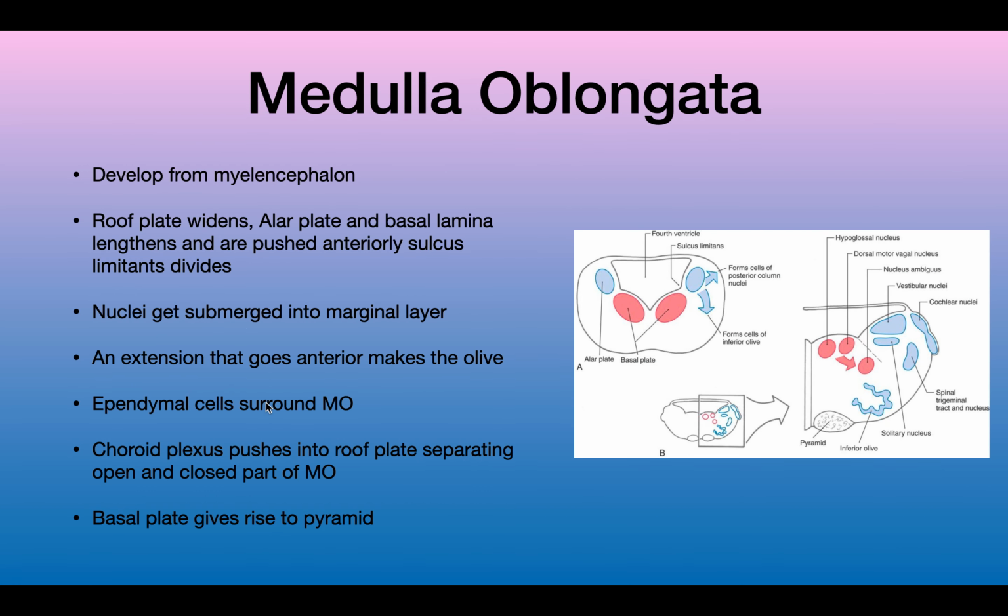Okay, so the medulla forms from the myelencephalon. The roof plate will widen, and then the alar plate and the basal lamina lengthen and are pushed back anteriorly, while the sulcus limitans divides. So it opens, these are pushed. Nuclei will be submerged into the marginal layer.